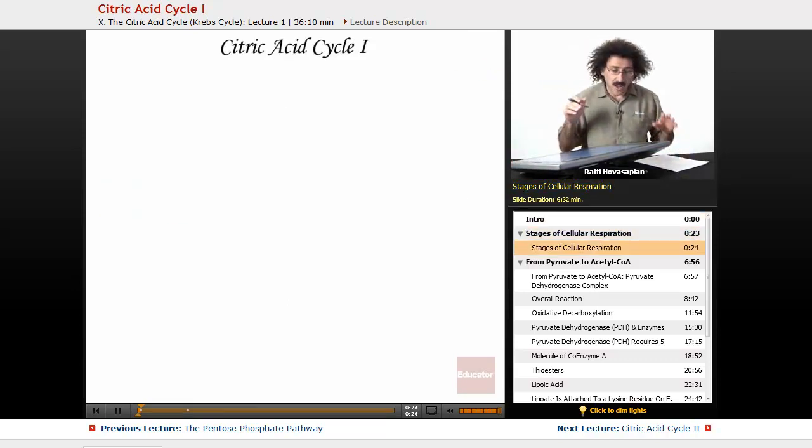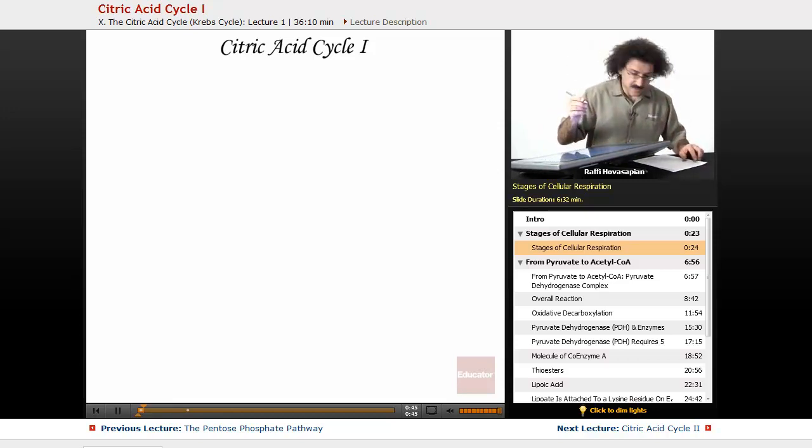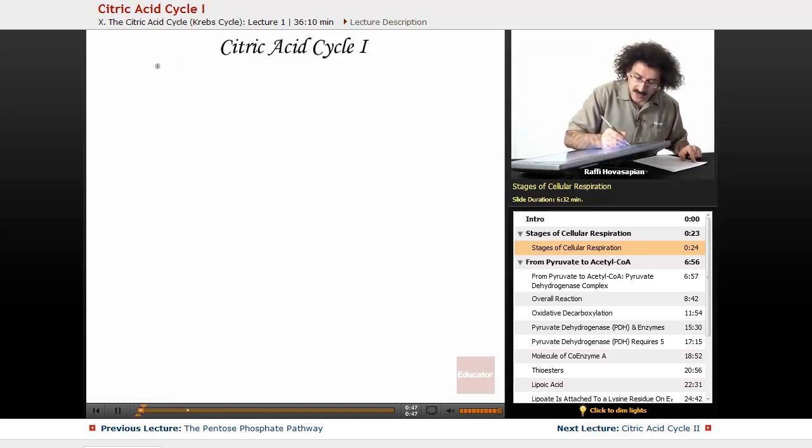Okay, so I'm going to do just a quick overview again of the stages of cellular respiration so that we have an idea of where we are in the big picture. Then we'll start to get into the conversion of the pyruvate that was formed during glycolysis into acetyl-CoA, and in the next lesson we'll start the citric acid cycle. Okay, so the stages of cellular respiration.